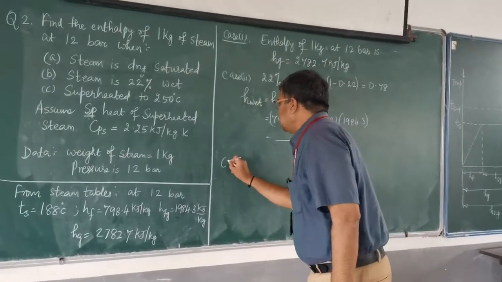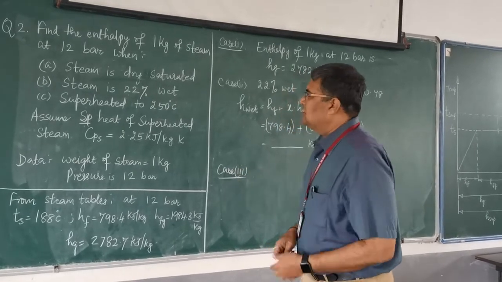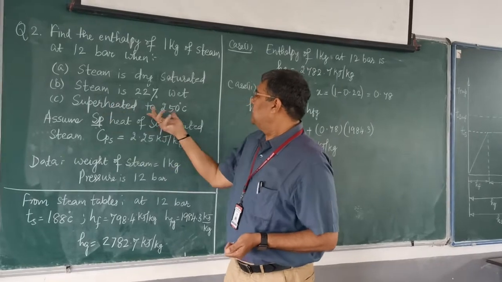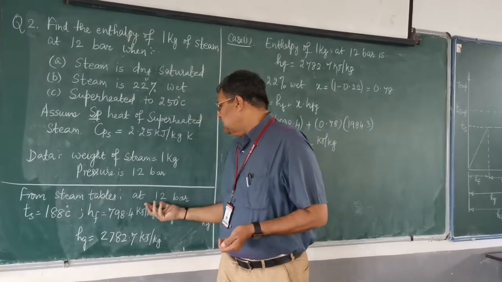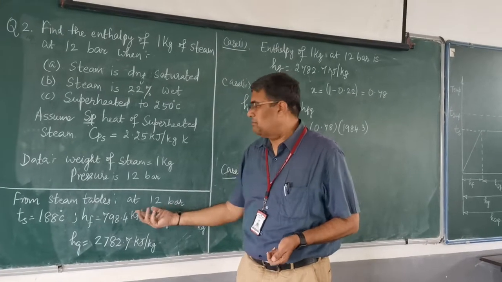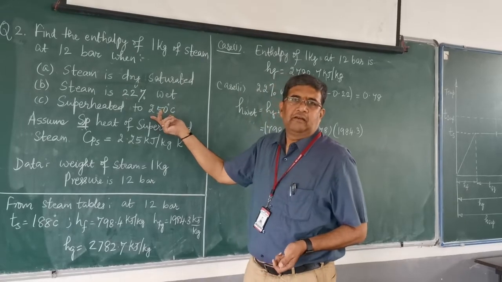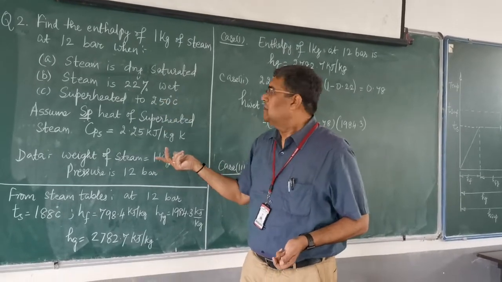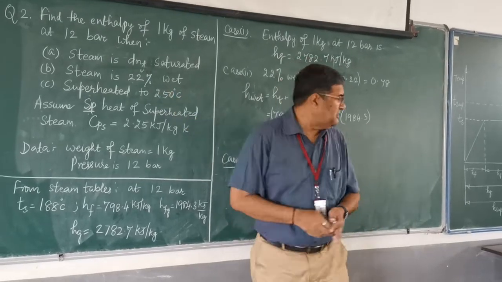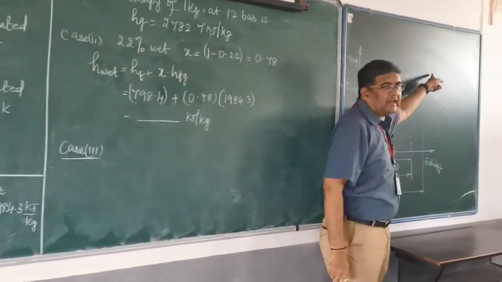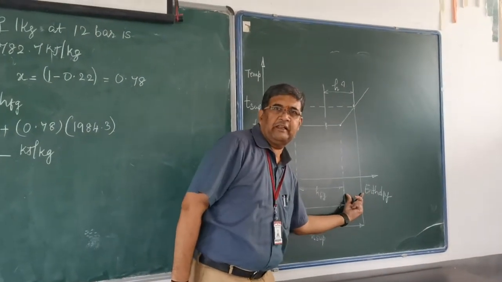Now for the third case, what is given? It is superheated at 250 degrees. Now obviously if we see from the steam tables at 12 bar we have found out the saturation temperature as 188 and the temperature given is 250, which means the steam is obviously superheated. So we need to find out the enthalpy of superheated steam. That means we have reached somewhere here on this line. So it will be hg plus the remaining value.